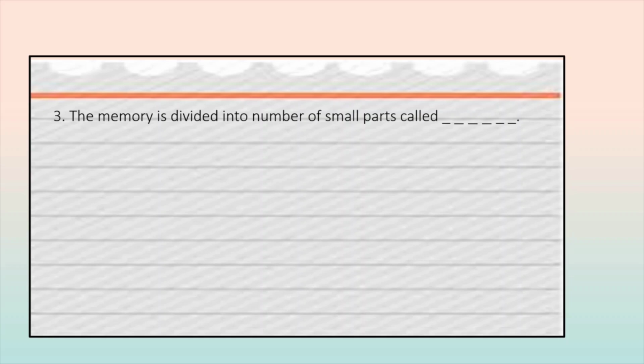The memory is divided into a number of small parts called dash. Number 1, cells. Number 2, area. Number 3, intersection. Number 4, none of these. The answer is cells. Memory is divided into a number of small parts called cells.